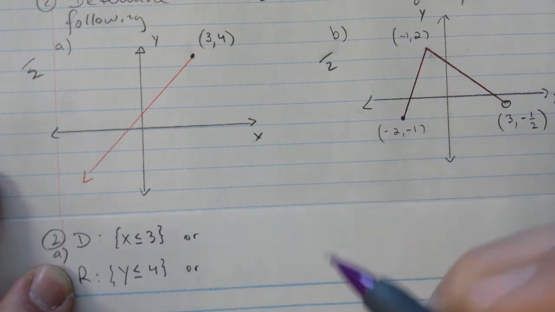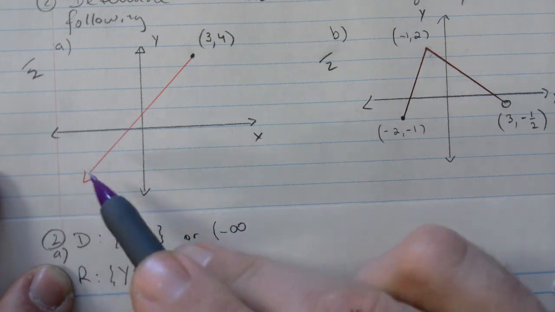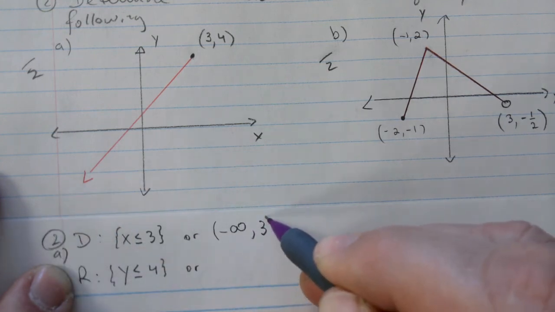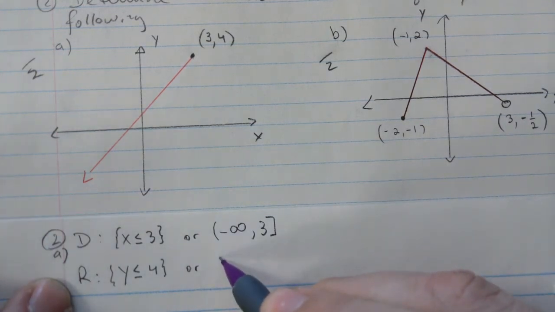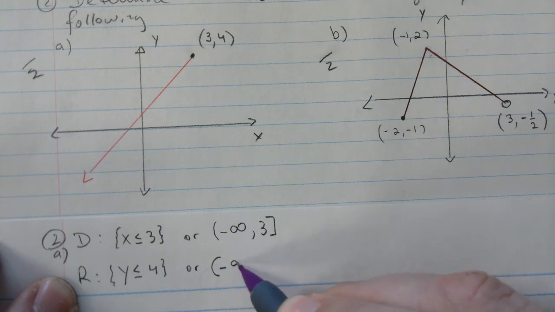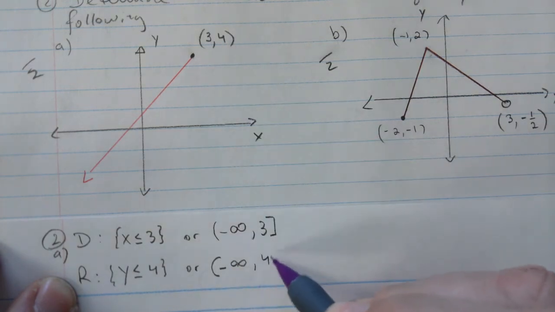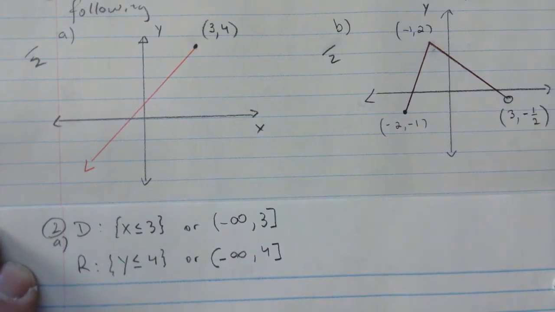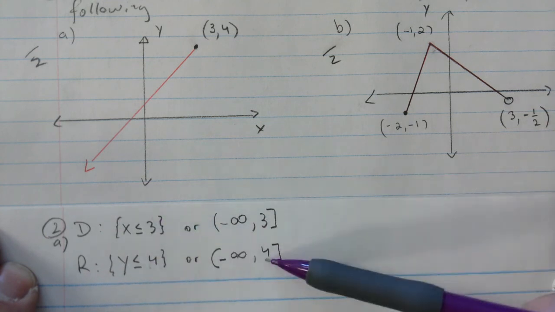Or you would have for x, you would go negative infinity, right? Because it keeps on going to negative infinity, all the way to 3 included. Same with the range. You go from negative infinity, right, from the bottom all the way to the highest value, which is 4. So if you have these two, you get 2 marks, or if you have these two, you get 2 marks.